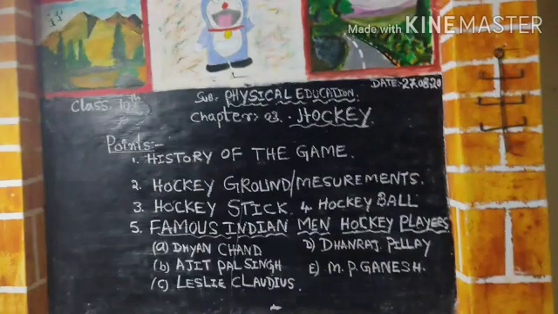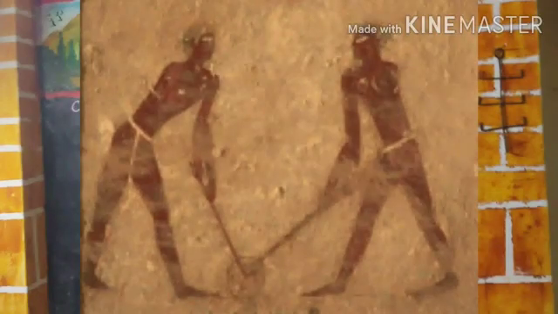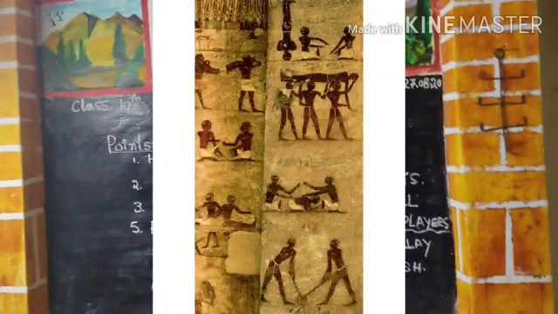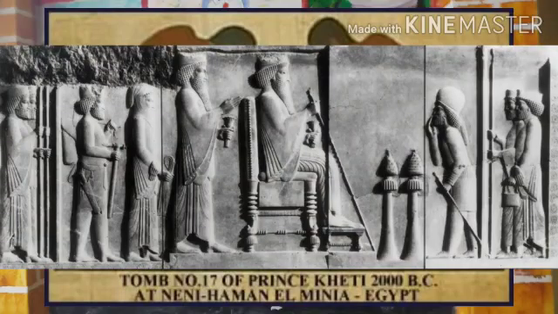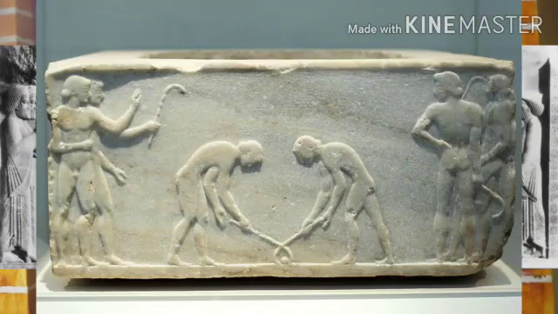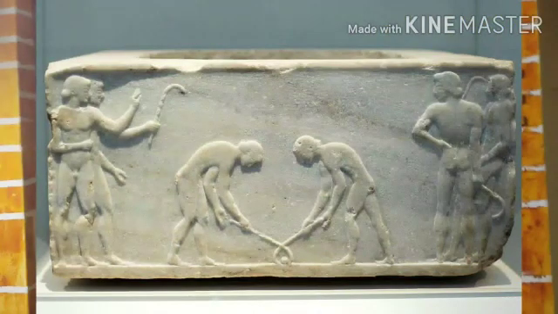Okay. History of the game. Hockey game was played 400 years ago in Egypt by men. The evidence of playing this hockey game can be known by the drawings in the tombs of Beni Hassan of Nile Valley in Egypt. One more proof are the statues found in the buildings of Themistocles in 478 BC. Here in these images we can see 6 men with hooked stick.